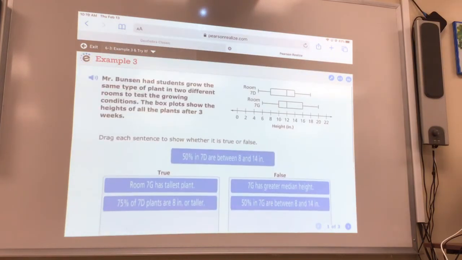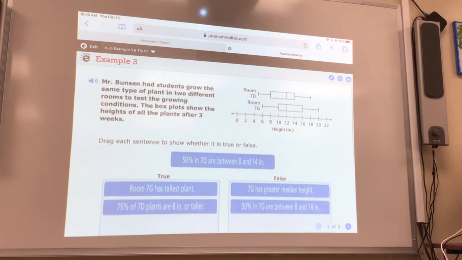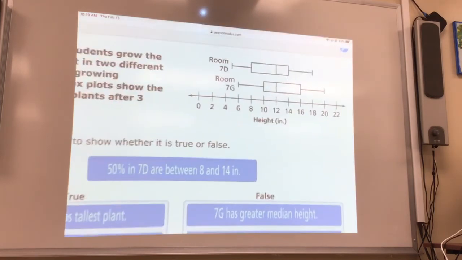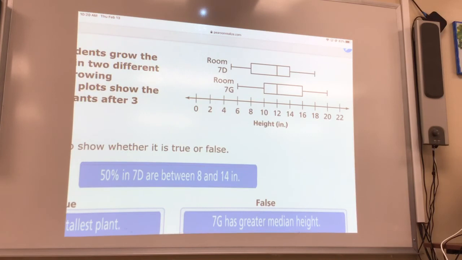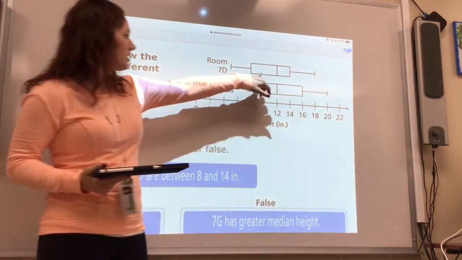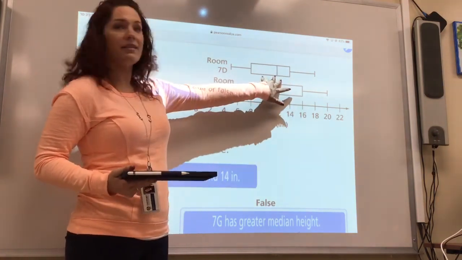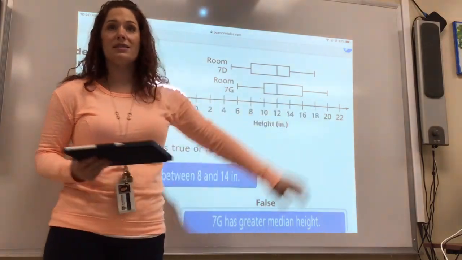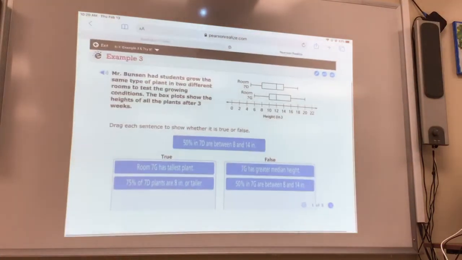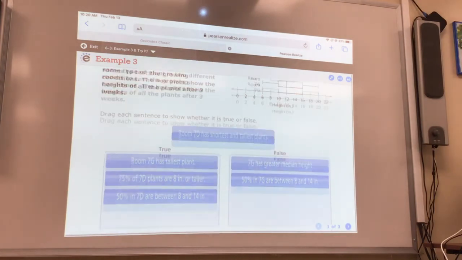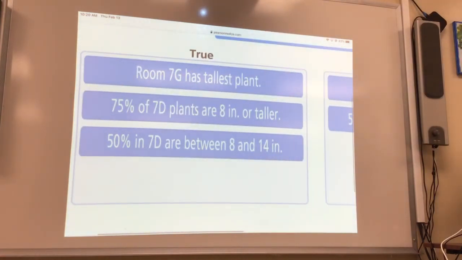All right, next one. This one is 50% of 7D are between 8 and 14. We need 50%, so we need 2 segments, and it says between 8 and 14 of 7D. So here's 7D, 8, 14. In there, do I have 50%? Yeah, that's the interquartile range exactly. So 50% of 7D, that third one here is under a true column.